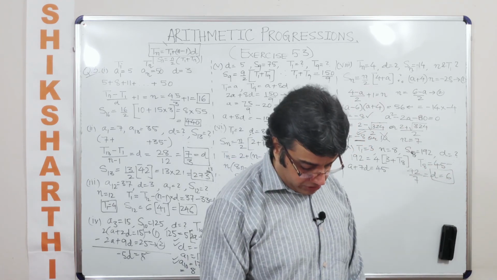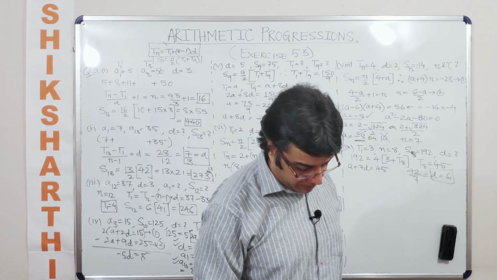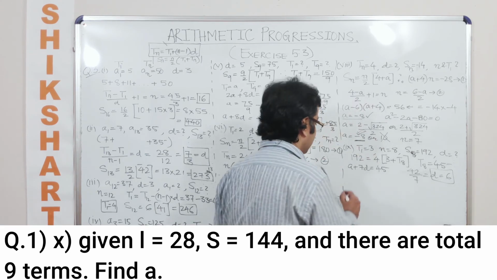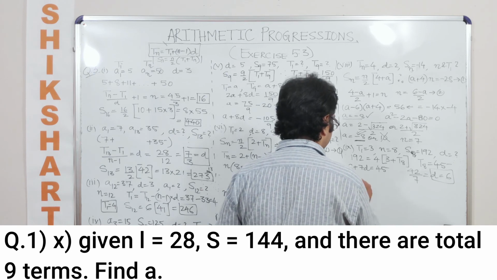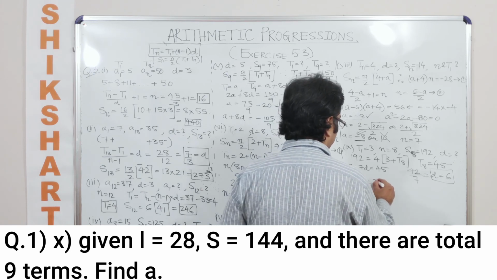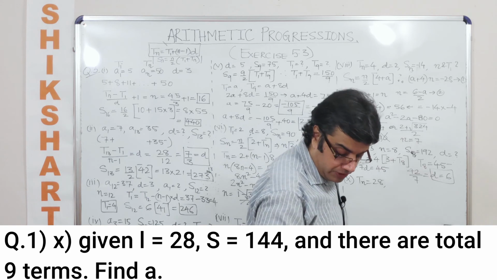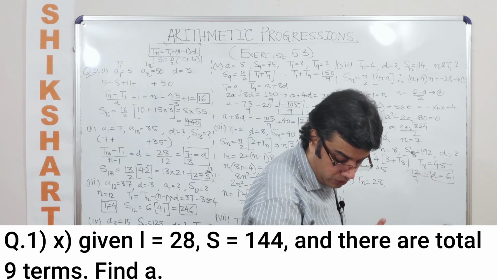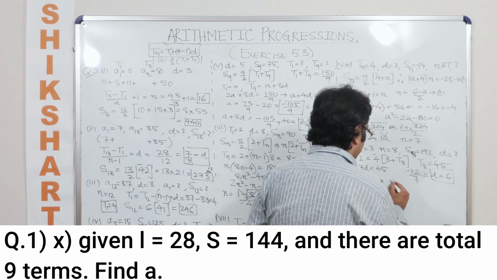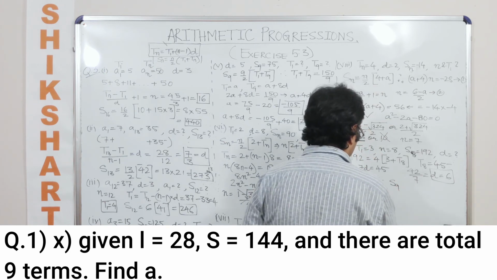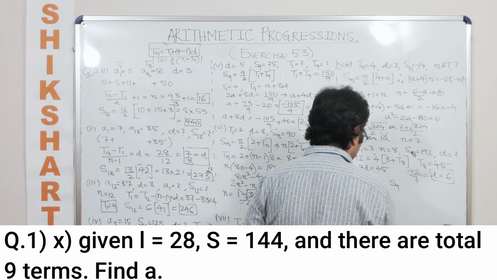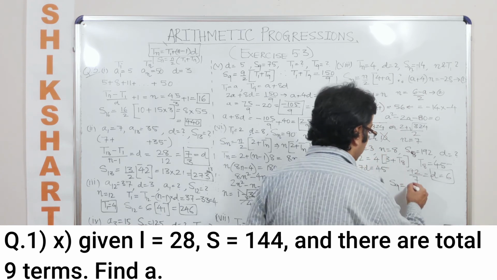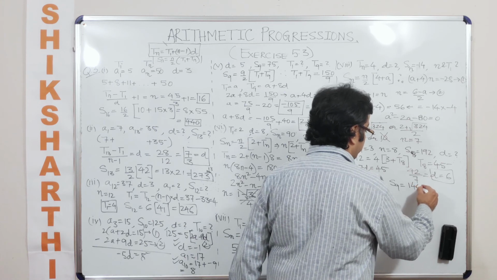Right? Let's talk about the last subpart here, in which they say that the last term is given to you as 28. L here stands for the last term. Further to this, they say that there are a total of 9 terms. So they have given you the 9th term as 28 and the sum of 9 terms as 144, and they are asking you to find out the first term.